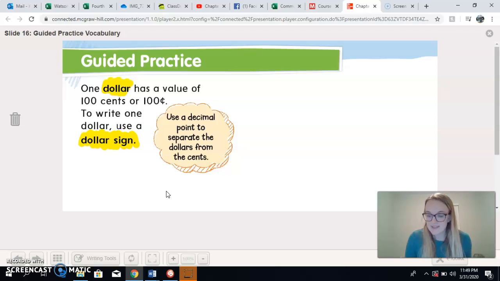This says guided practice at the top, so now you should be on page 510. This page reads, $1 has a value of 100 cents, or you can abbreviate cents with a little c and a line through it, and that means cents too. To write $1, use a dollar sign. And this little bubble right here in orange says use a decimal point to separate the dollars from the cents.